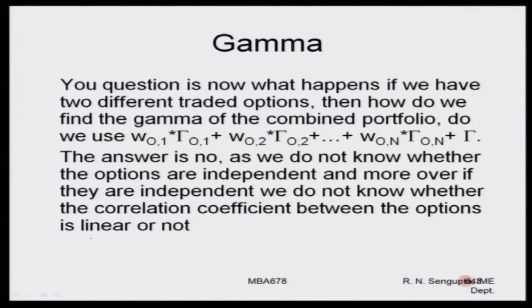Your question now is what happens if we have 2 different traded options, as I mentioned. Basically, this is exactly the case we discussed: W naught 1 gamma naught 1, W naught 2 gamma naught 2, and so on and so forth.